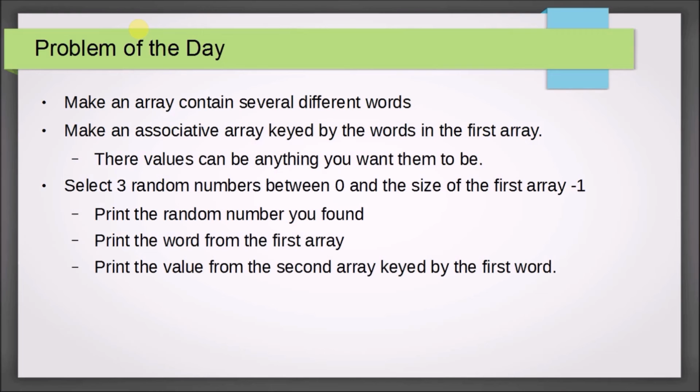Here is the problem of the day. Basically, we're going to have two parallel arrays. The first one will be a normal array indexed with numbers that contains words. The second array will be an associative array keyed with the words from the first array. And then they'll have whatever value you want to populate them with. Select three random numbers between 0 and the size of the first array minus 1, and then print the random number, print the word from the first array, and then print the value from the second array keyed by that first word you found from the random number from the first array.